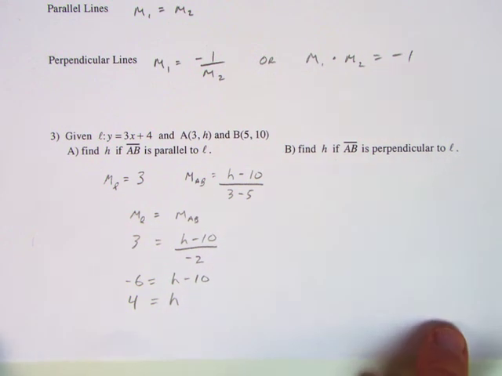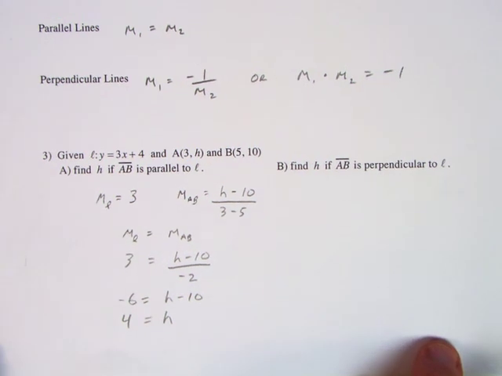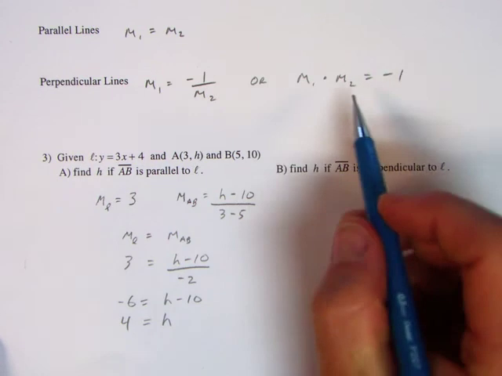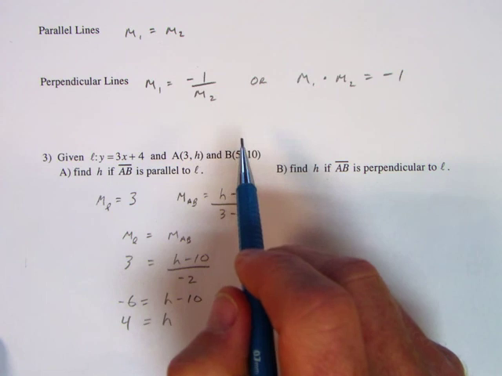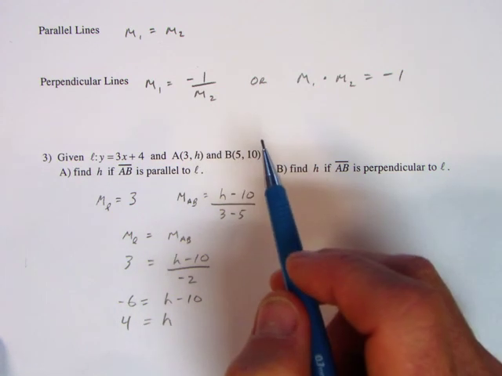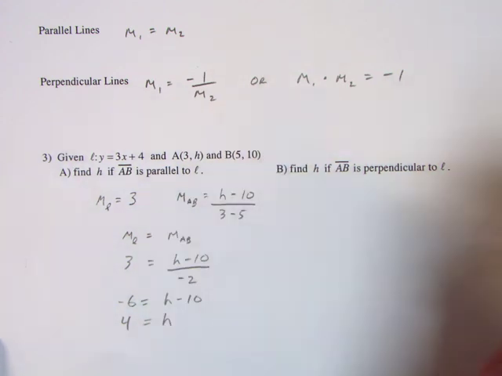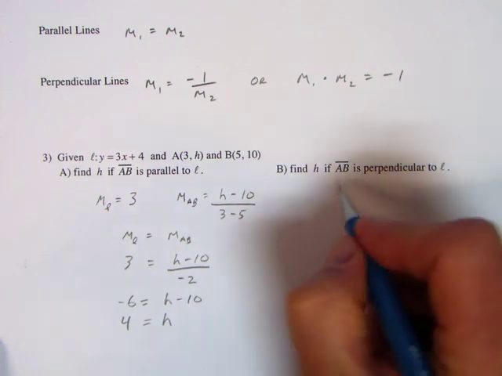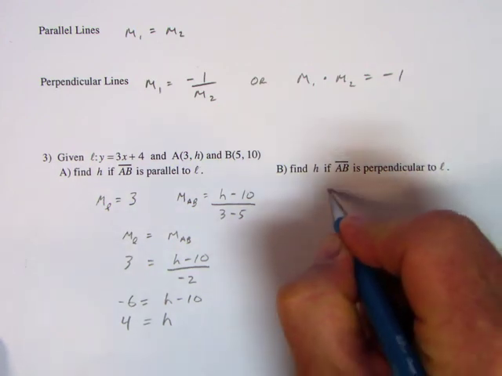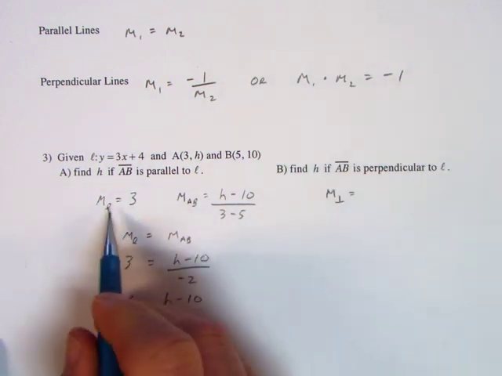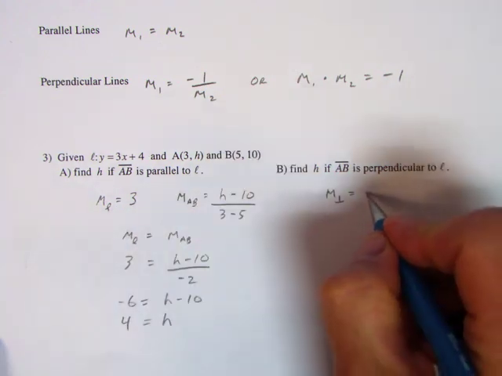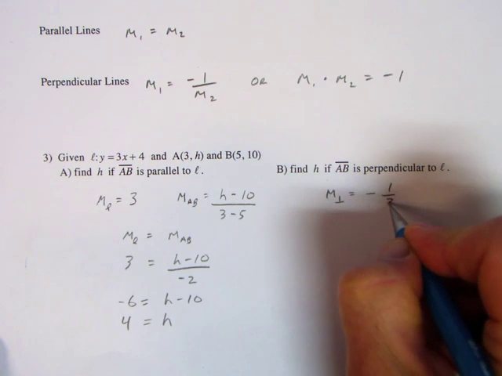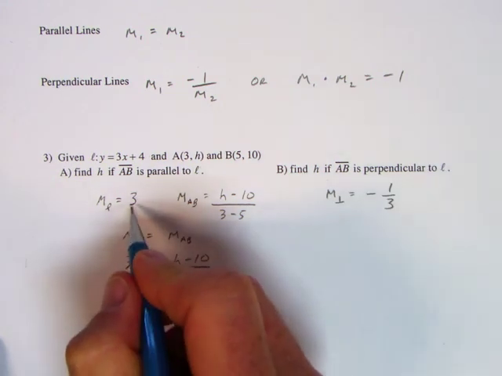How does that change if AB is perpendicular to L? Well, we know on perpendicular ones we could either multiply them and get -1, or we could say that they're opposite reciprocals. Now it's your choice on which one you want to use. Most would tend to use this first one, which is fine. So the perpendicular slope, since the line has a slope of 3, the perpendicular slope would be opposite, negative, and reciprocal, 1 over 3, since this 3 can be thought of as 3 over 1.